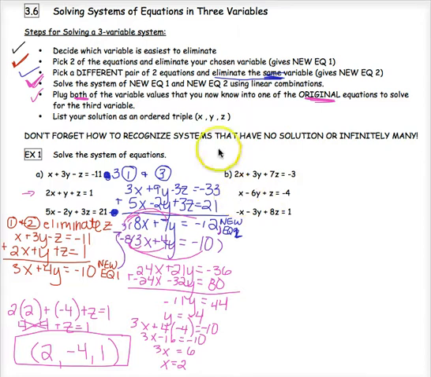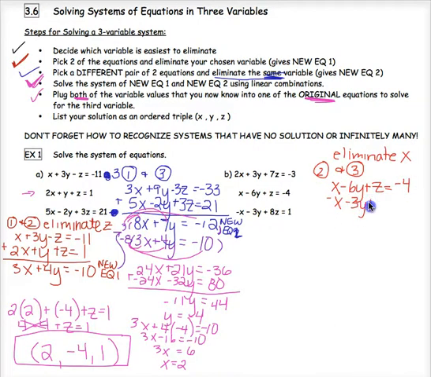So first, once I've decided what variable to eliminate, so I'm eliminating x first, I'm going to choose my 2 equations to start with. So I'm going to choose 2 and 3 this time because they're already opposites, meaning I don't have to multiply by anything. All I have to do is copy them down and add them. So x minus 6y plus z equals negative 4. And negative x minus 3y plus 8z equals 1.